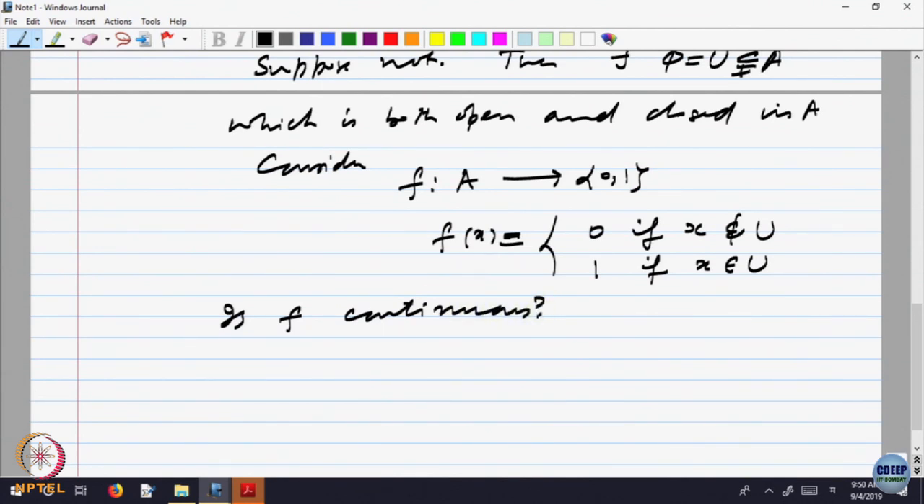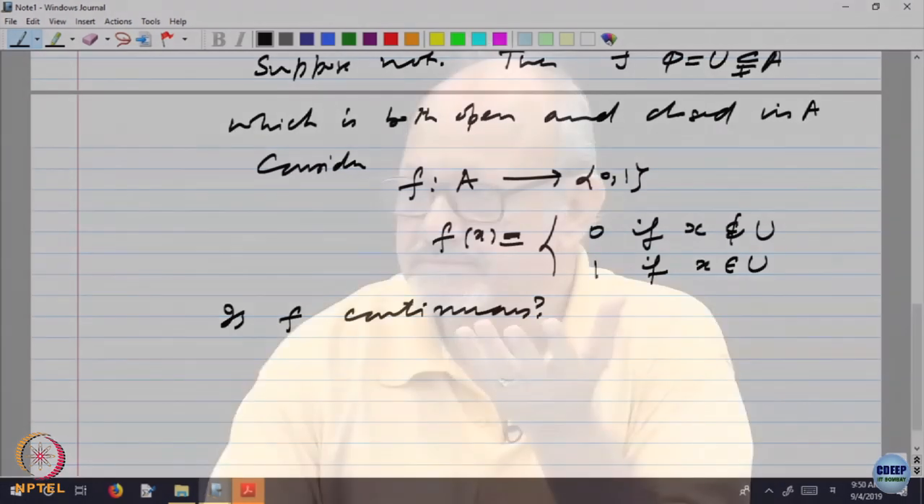You want to know, is this function continuous? No? Okay. To check continuity, what do we have to check? What is f inverse of 0? Okay. Let us check whether the inverse image of every closed set is closed.